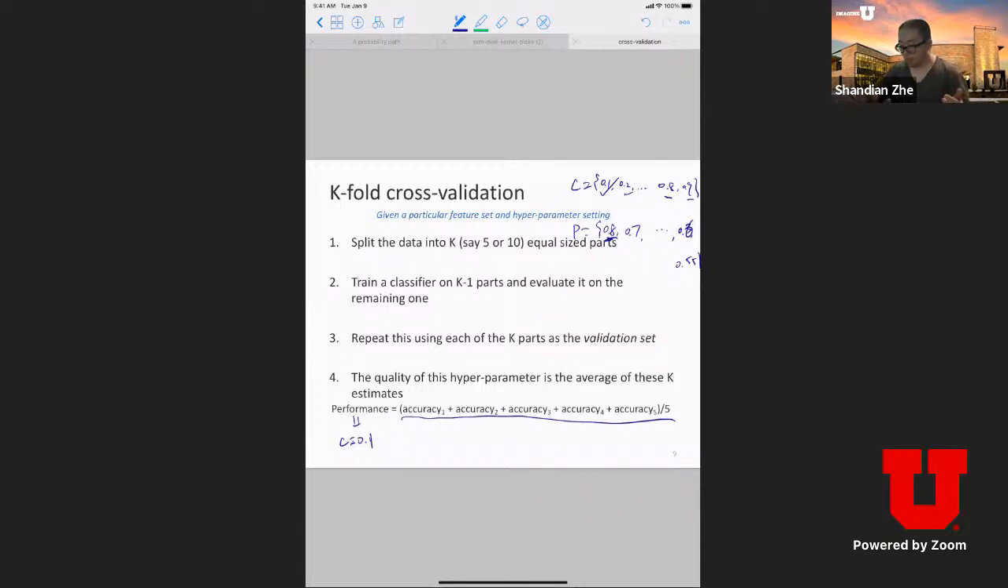And then you retrain your data. You retrain a model on the full data set with this particular choice of C. That's the cross-validation. Any questions so far? So is it straightforward to everybody?